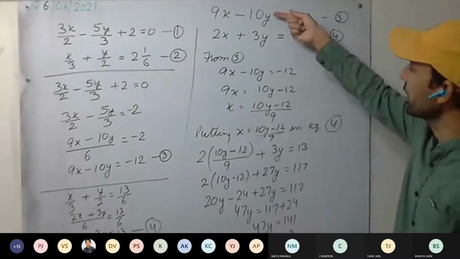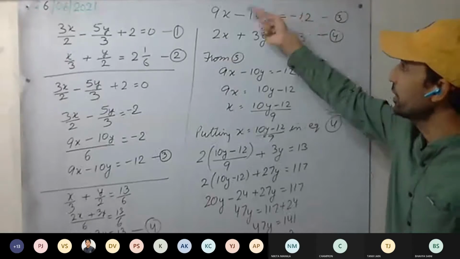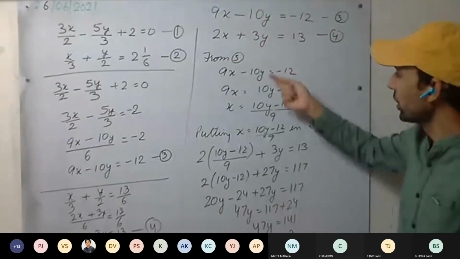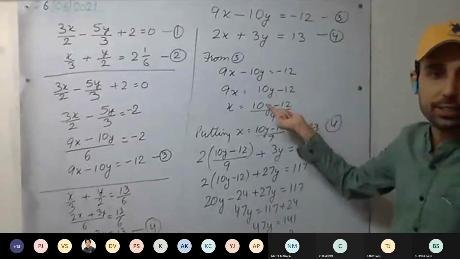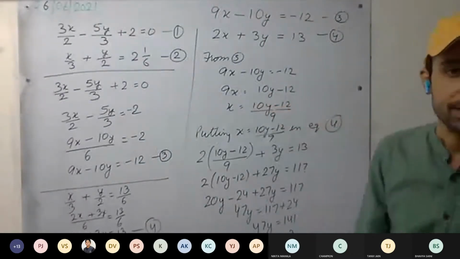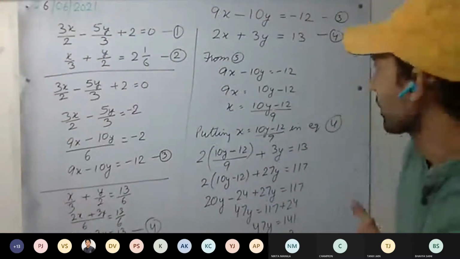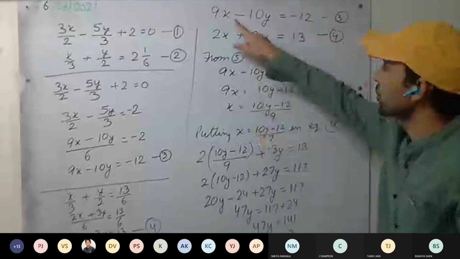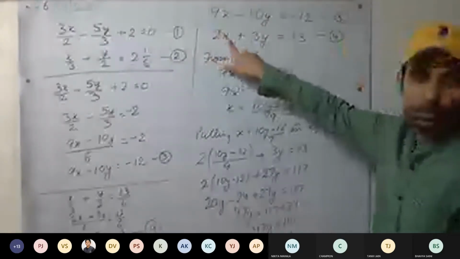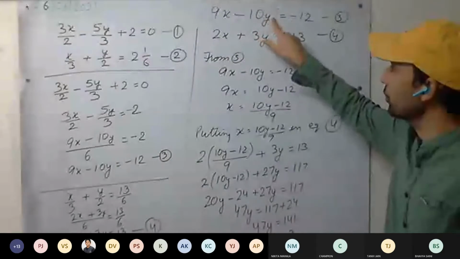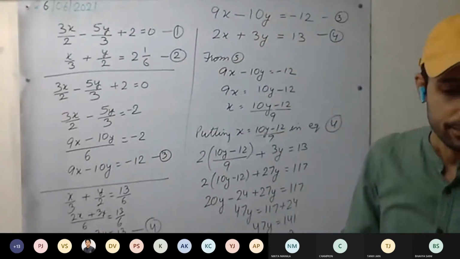Now this 3 we can put in any equation. Here as well we can put it and get the value of x, or in simplified form we can put it here and get the value of x. This is clear. So in the first method, we are eliminating one variable by substitution. Here we eliminated x by substituting its value from the first equation in terms of the other variable. This is clear.